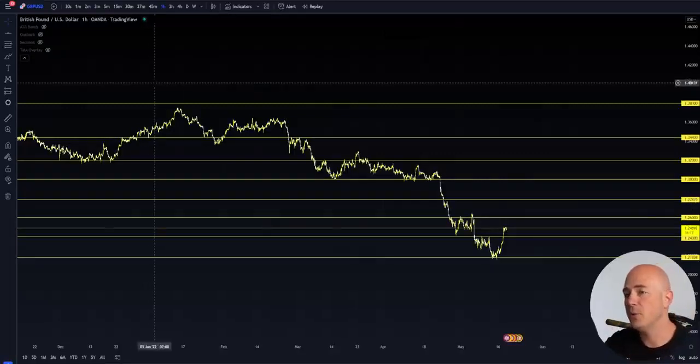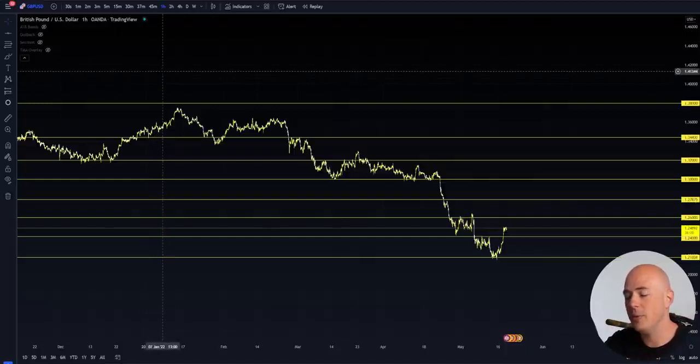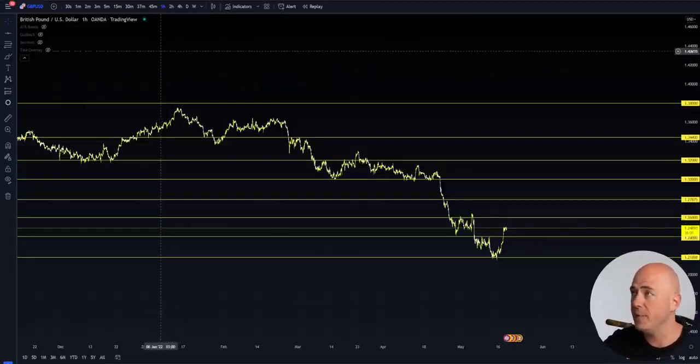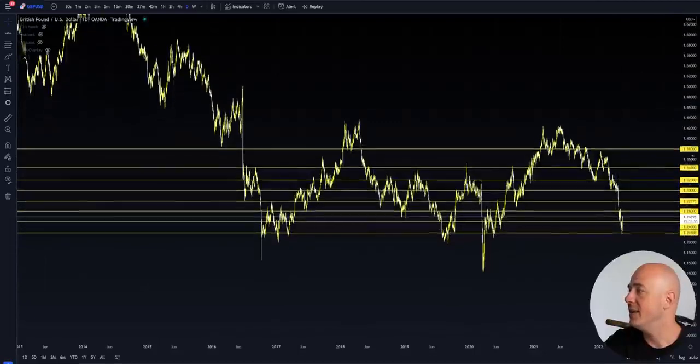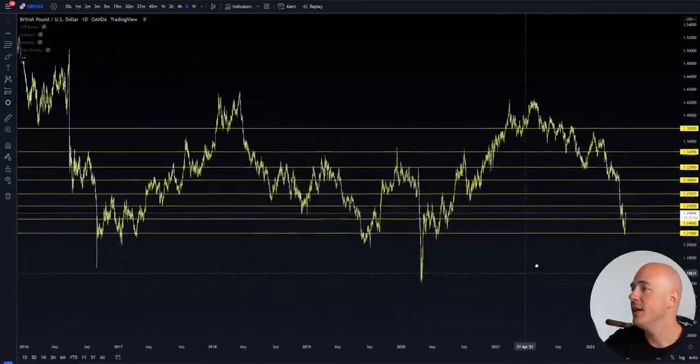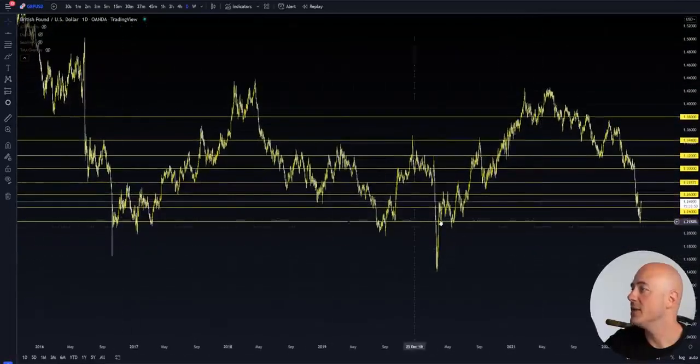Once you've drawn up your support and resistance on the 1 hour, because it's probably closest to the time frame that you're going to be trading, whether you're on the 5-minute or the 15-minute, what I want you to do is jump to a higher time frame like the daily. Once you put it on the daily, you'll be able to see that yes, a lot of these support and resistance levels match up over a long period of time.